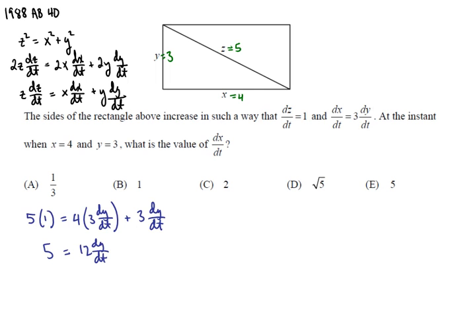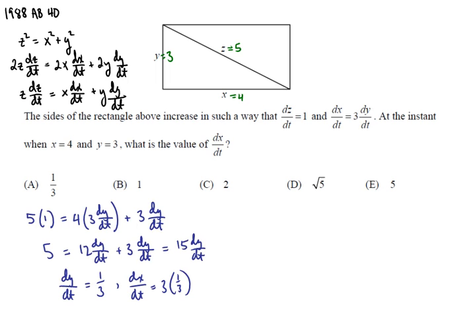Simplifying, we get 5 is equal to 12 dy/dt plus 3 dy/dt, which is 15 dy/dt. Solving for dy/dt, we get 1/3. And that's one of the answers, but that's not the quantity we're looking for. We're looking for dx/dt. We know that dx/dt is 3 times dy/dt, so it's 3 times 1/3, which is 1, and that is the answer we're looking for, B. We'll pause here for a second and go on to the next problem.